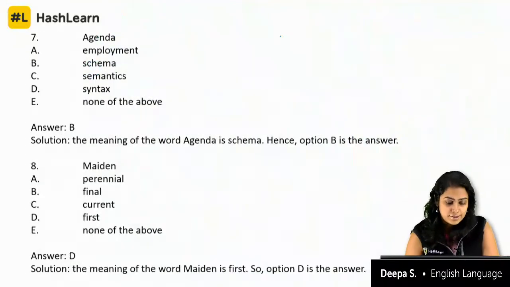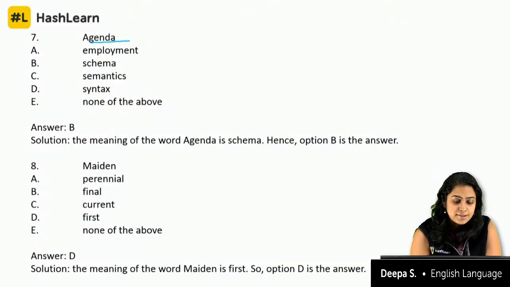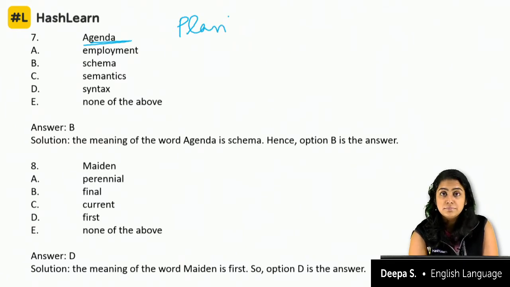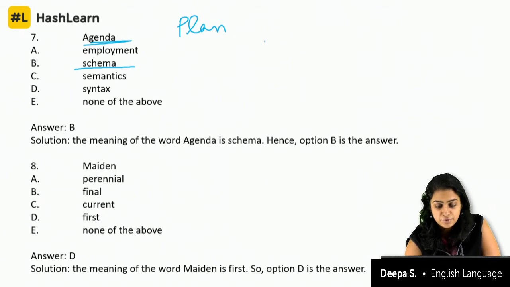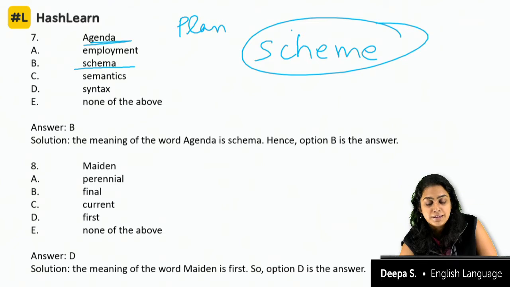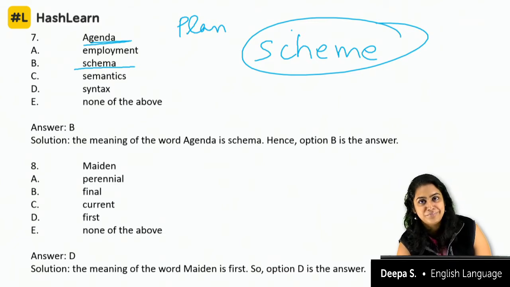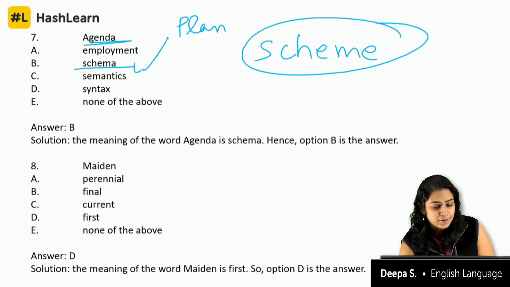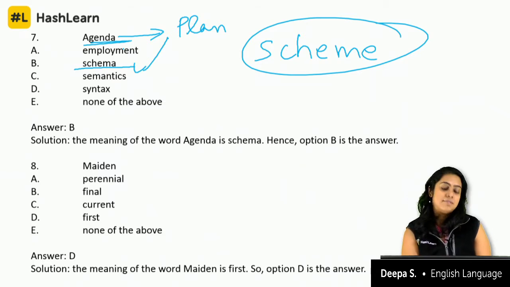Now, let's look into this. Agenda, as I said, means a plan of some sort, right? Schema means the same. You've heard of scheme, right? We use that a lot. A schema is nothing but scheme, so nothing but plan or agenda. Got it? So, that is your answer.